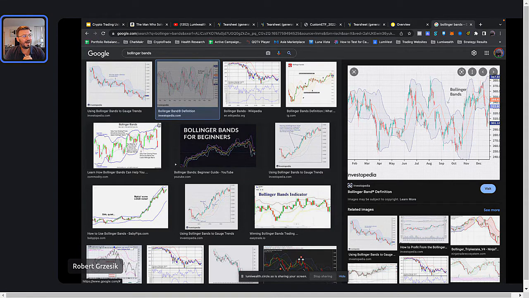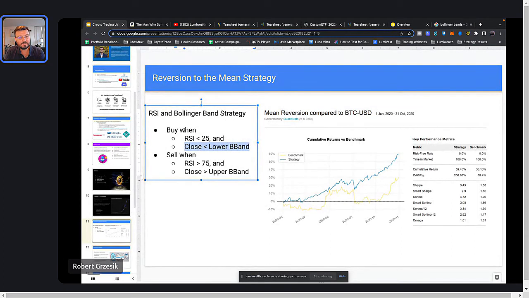Thank you, Christopher. So we're looking at RSI being low, and we're also looking at the closing price being lower than the lower Bollinger Band. That's a buy signal for us. We have two things that confirm each other. So that's when we buy, and then we sell when RSI is greater than 75. Less than 25 is oversold, over 75 is overbought, meaning that it's probably a good time to sell.